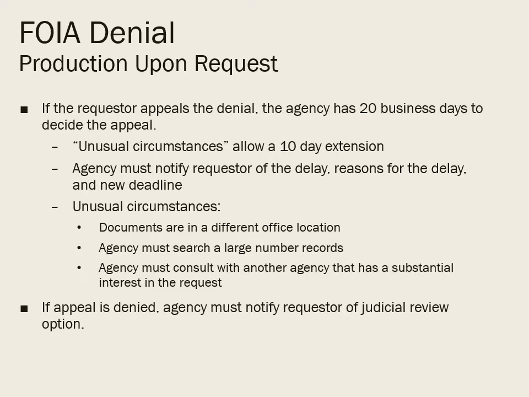Now, if an agency does not disclose the records, it's got to say why. So at that point, the agency's got 20 days to decide if the requester decides to go ahead and appeal. Under some unusual circumstances, the agency can get a 10-day extension on that. So those circumstances could be the documents are located in a different physical location and actually have to be shipped, or the agency has to search a large number of records, or consult with another agency before releasing the records. Or if it's a really old record and it's only going to be available in like microfiche or something, then obviously retrieving is going to take more time.